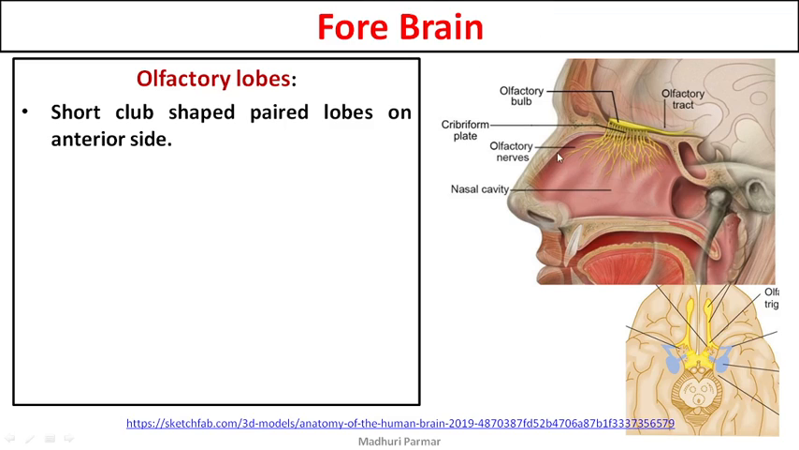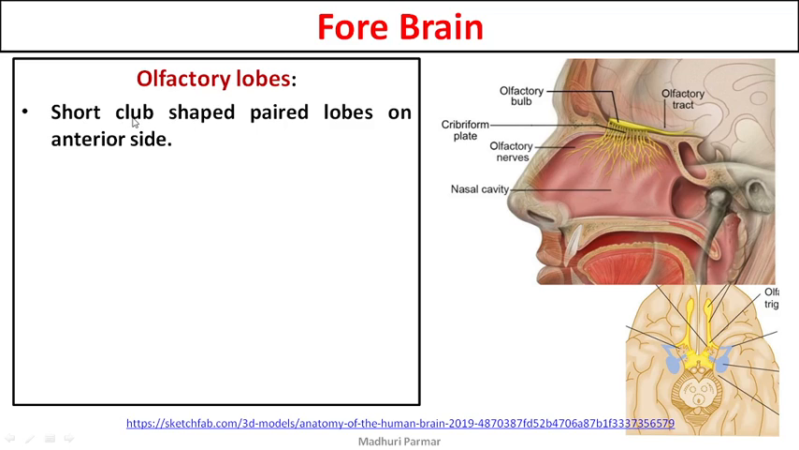Forebrain, as I had already discussed, is made up of olfactory lobes, cerebrum and your diencephalon. We shall start with olfactory lobes. So this is a cross section of a human face, and you can see here is your brain, and this yellow colored part is your olfactory lobe. Now these olfactory lobes, as you can see, there is a pair. Olfactory lobes are short, club shaped.